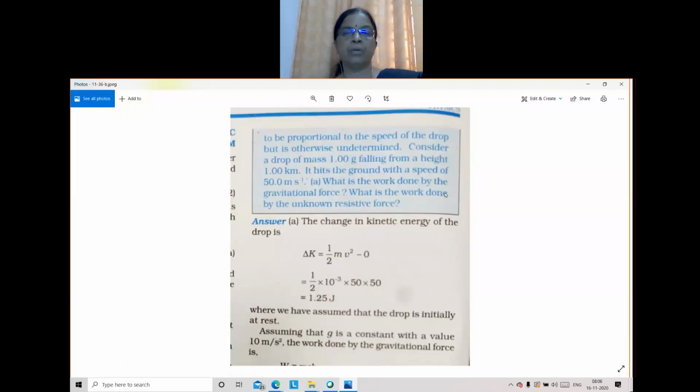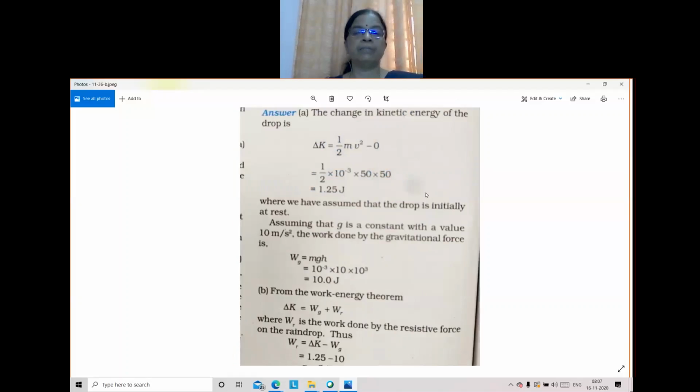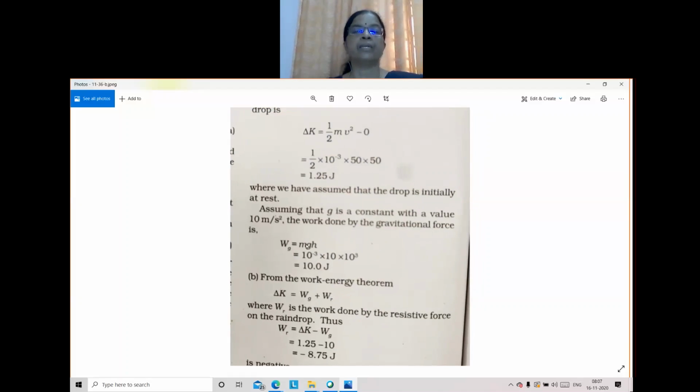Earth attracts all bodies towards its center. So the gravitational force is making it fall. Now, work done. We know when a body is at a height, which energy does it possess? Potential energy. What is the equation for potential energy? mgh. So you have to calculate the work done by the gravitational force. That is mgh. Work done by gravitational force is mgh.